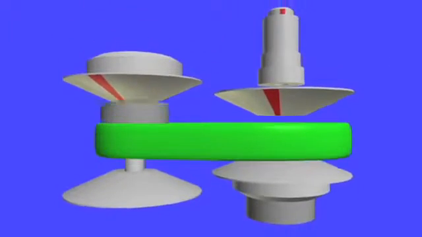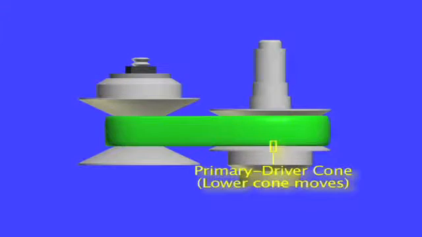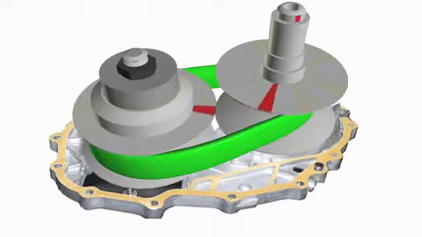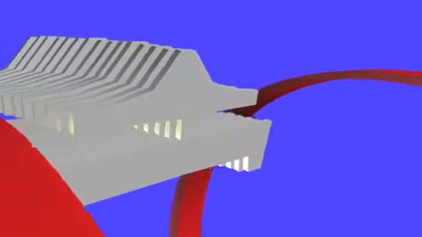A CVT consists of an electronically controlled and oil pressure-supported variator cones. The variator cones consist of a set of pulleys, primary or driver and secondary or driven, and a high-strength alloy steel push belt. The engine power is transferred from the primary driver pulley to the secondary driven pulley by way of the CVT belt. The CVT belt is the heart of the CVT, and forms the main link between the vehicle's engine and the wheels.